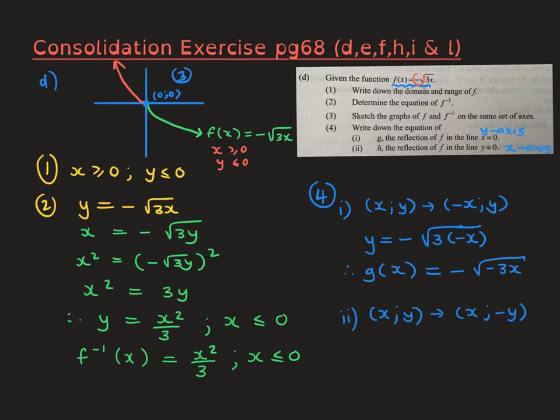Right, so what will happen here, if we started off with y is equal to negative root 3x, we're now going to have negative y is equal to negative root 3x. Right, and now you multiply through by negative. Let's just put it in the correct format. So h of x will be equal to, right, it will become positive root 3x. Cool, that's it. Well done. Next question.